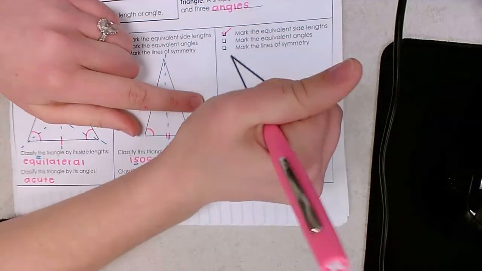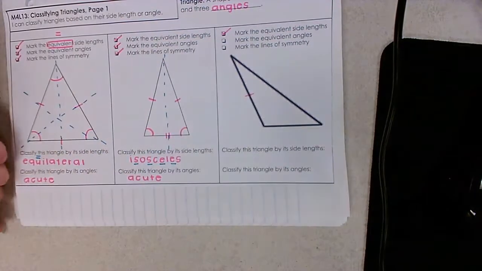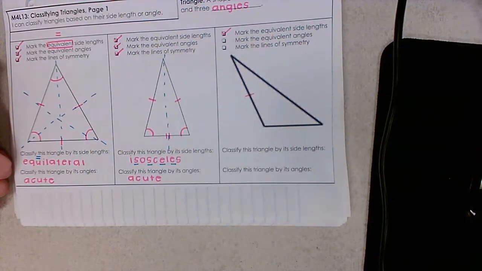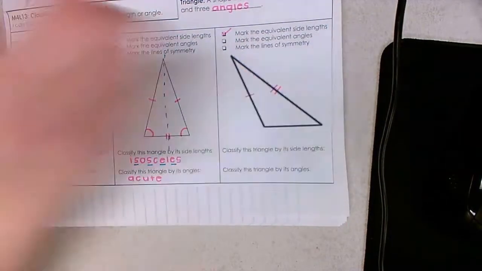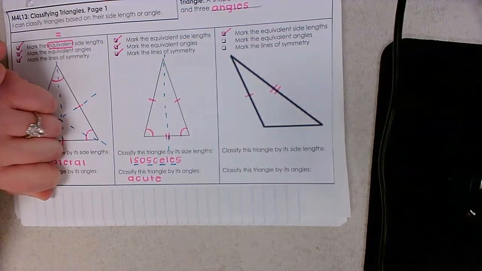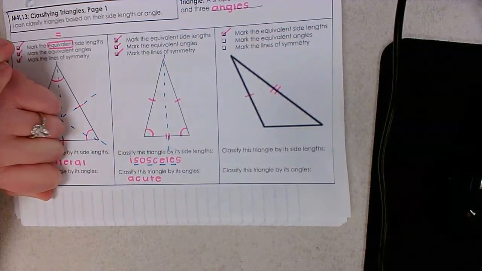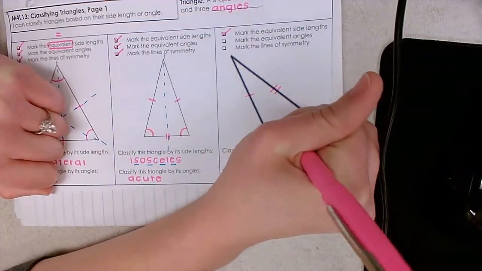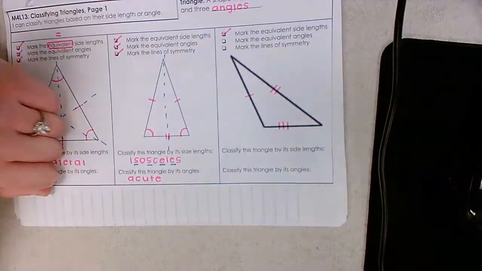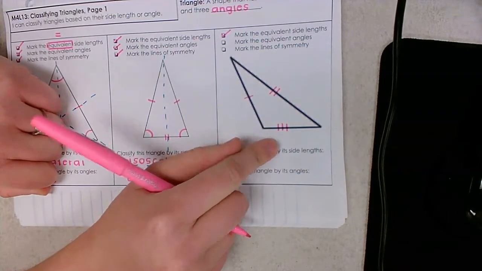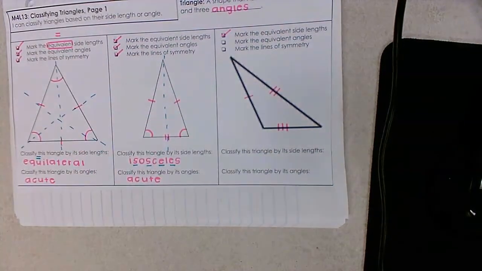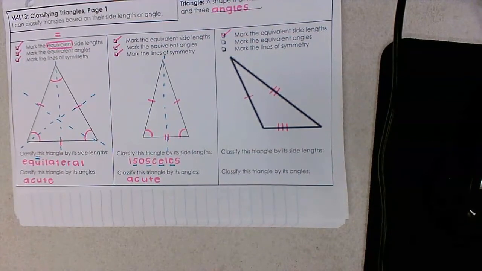So that would mean that we'd label one side with a tick mark. And since none of the other side lengths match it, I'll draw 2 tick marks on one of the other side lengths. And since none of the other ones match this one either, I'll draw 3 on my third side length. 1, 2, 3 to show that all 3 side lengths are different than one another.